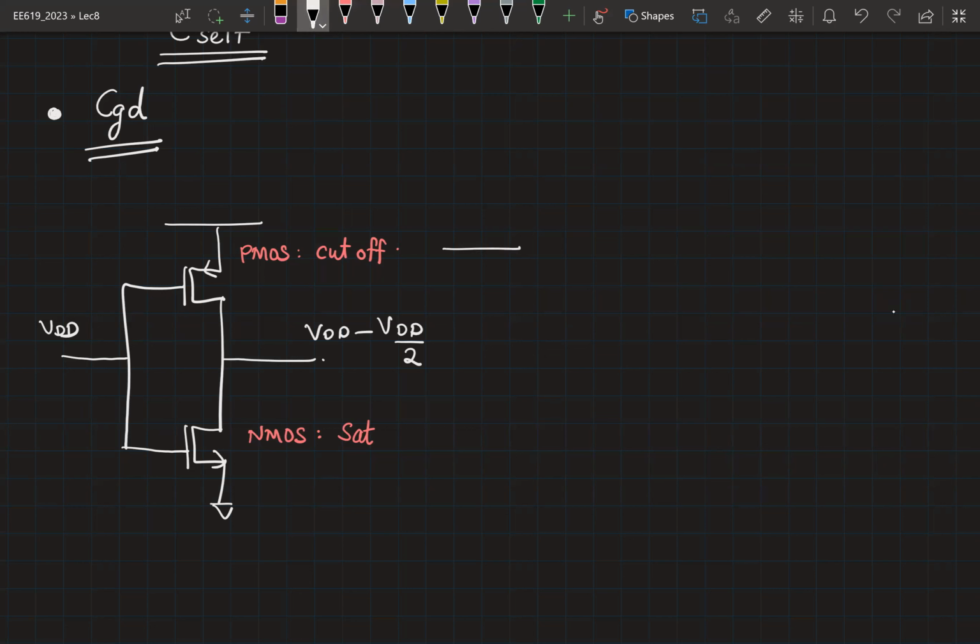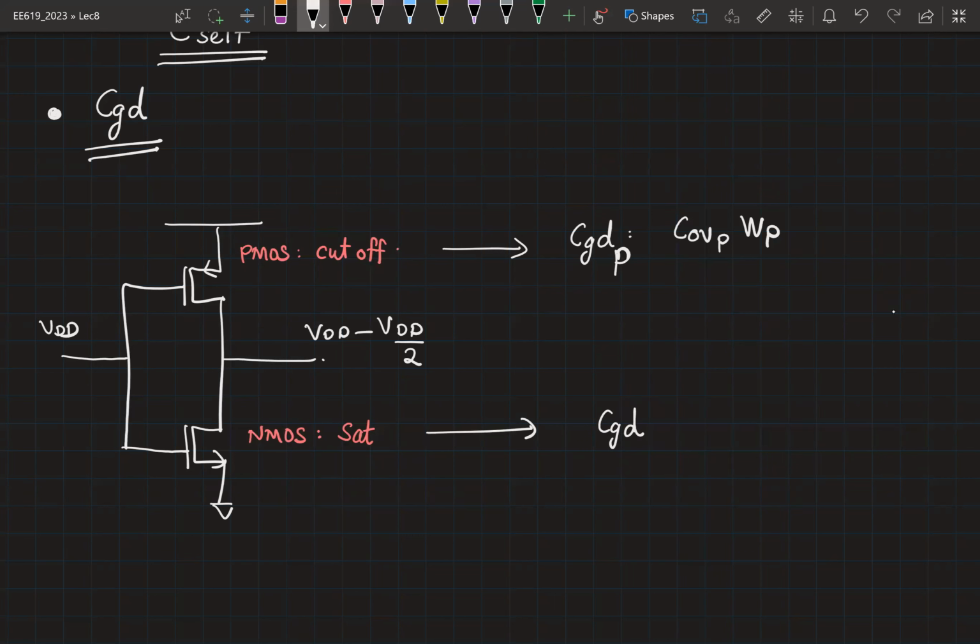Now for PMOS, if it is in cutoff, what is the value of CGD? Please look at your notes and tell me the answer. Is it 0? So CGD and CGS have two components, right? That is the gate to channel capacitance component. Is there something else contributing to CGD and CGS? Overlap capacitance, right? So you will have overlap capacitance, which will be given by COVP into WP. What about NMOS? So this is CGDP.